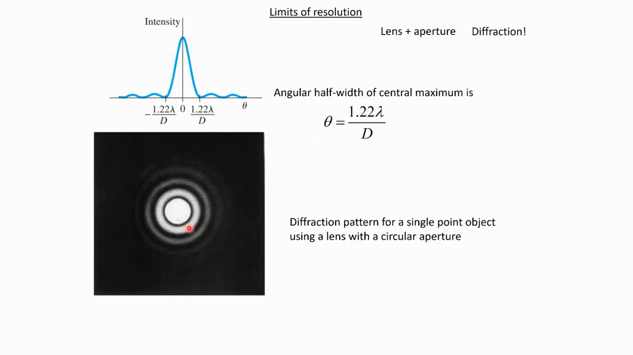Okay, so this is the image that you get when you have a single point object, and you use a lens that has a circular aperture. You get the same thing as I was saying with plane waves going through a circular hole. But basically the same situation is take a single point object and put a lens there with a circular aperture, and you'll form this.